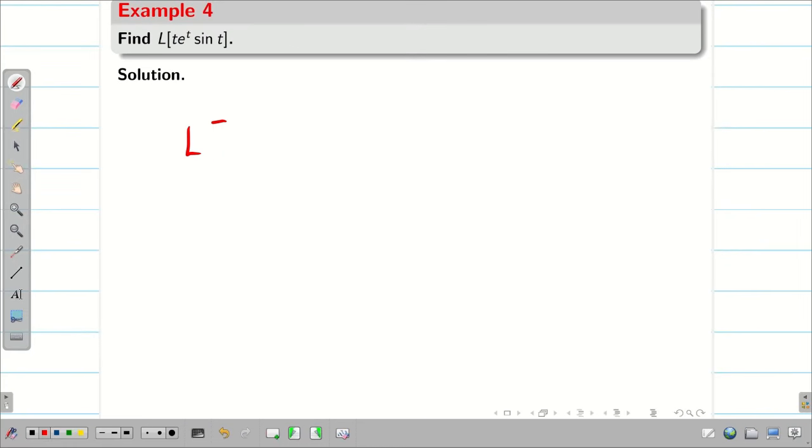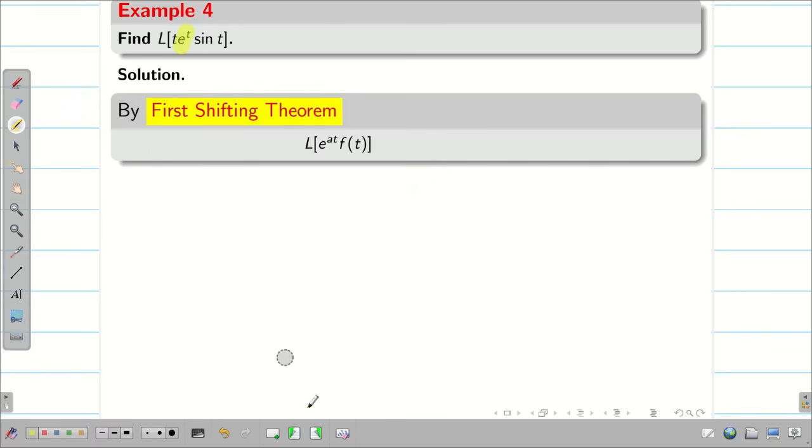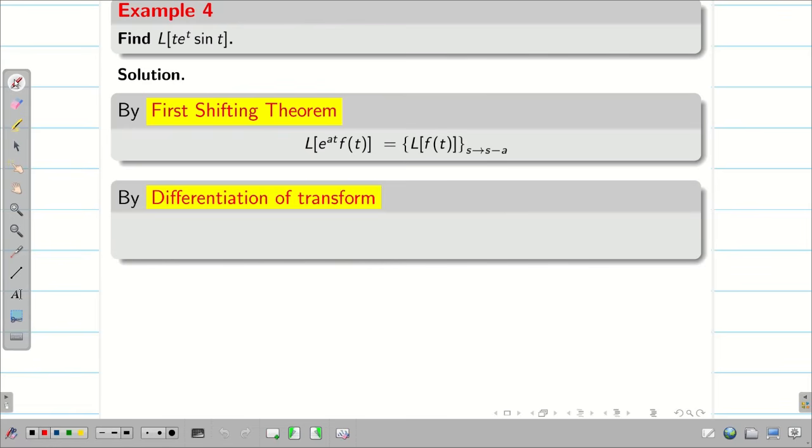This problem has three parts: L of t into e power t into sin t. So we have to apply both the first shifting theorem as well as differentiation of the transform. So just recall the first shifting theorem. Since we have e power t here, I am writing the positive result, L of e power a t into f of t. And next, differentiation of the transform. Since we have t here, L of t into f of t is going to be minus 1 d by ds of L of f of t.